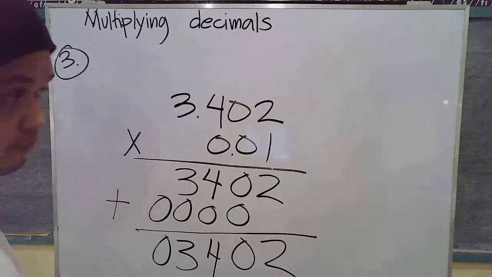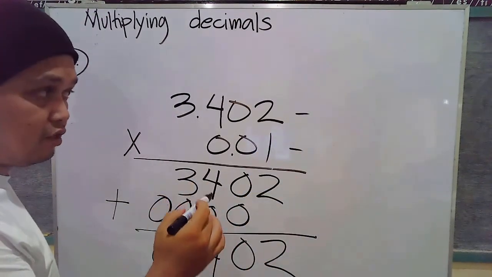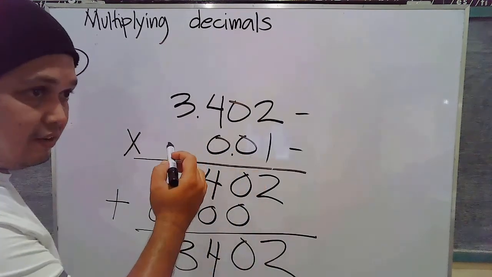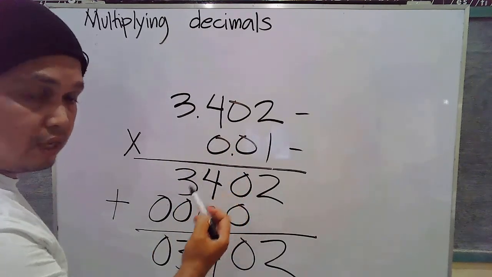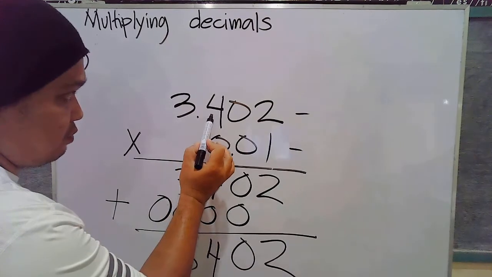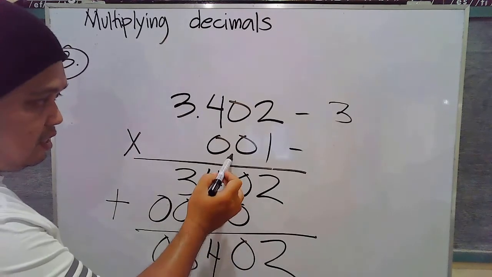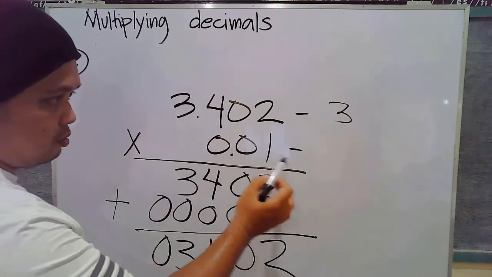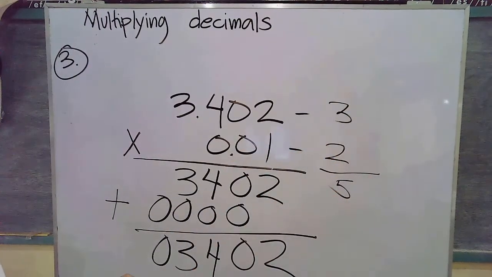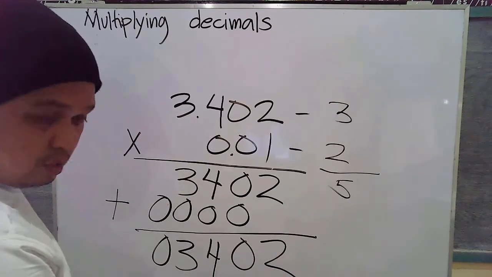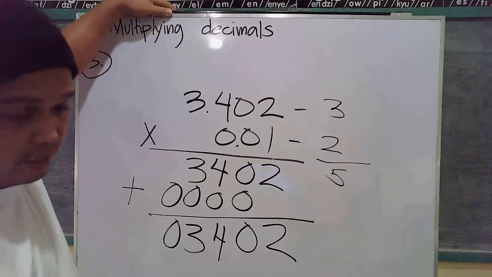Okay? So let's count first the number of digits from our factors that we use after that decimal point. In here, after the decimal point, we have 1, 2, 3. So we have 3 decimal places or digits. In here, after the decimal point, there's 2. 1, 2. So we have, all in all, 3 plus 2 is 5. So 5 here is the determined number of steps that we are going to count so that we can put our decimal point correctly.